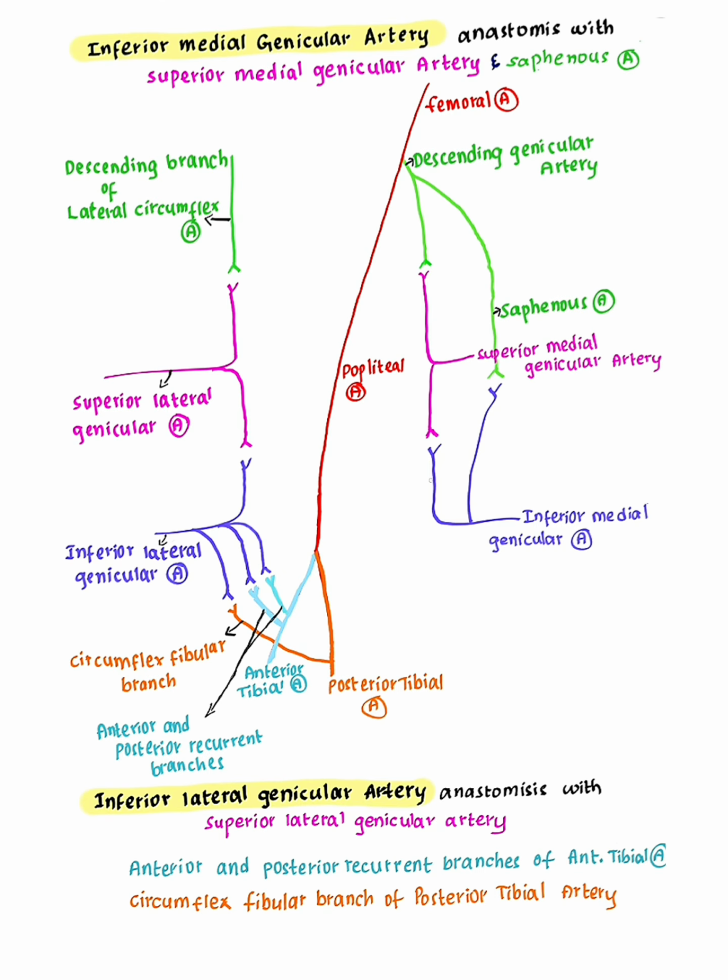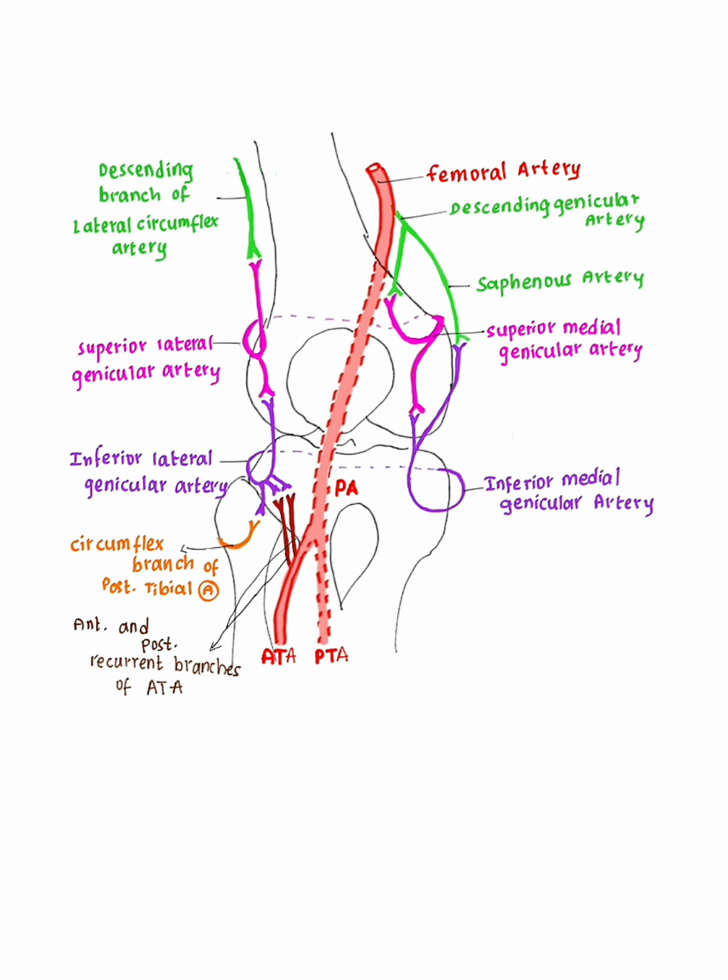Inferior genicular arteries on one side anastomose with superior genicular arteries, and on the other side, inferior medial genicular artery on the medial side anastomoses with saphenous artery. Inferior lateral genicular artery anastomoses with anterior and posterior recurrent branches of anterior tibial artery, circumflex fibular branch of posterior tibial artery. Let us now revise genicular anastomosis around knee joint.